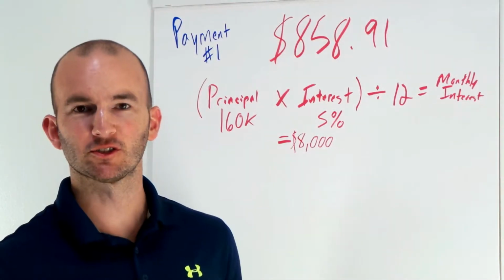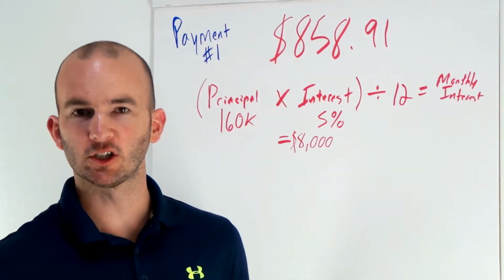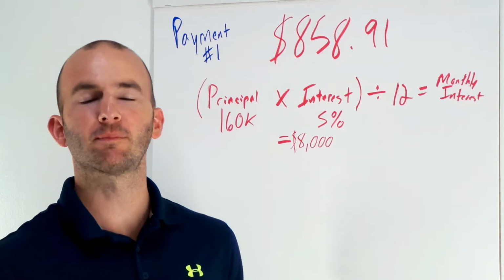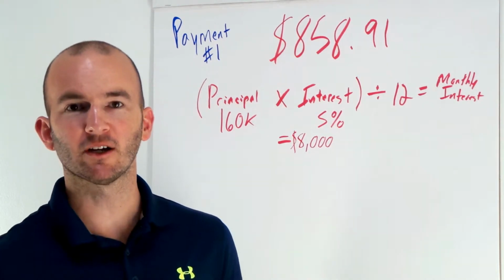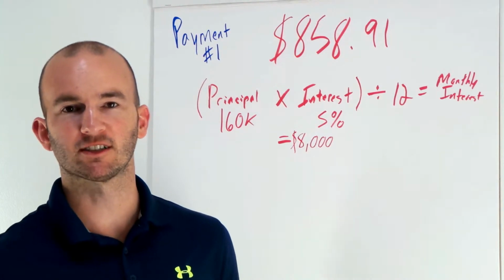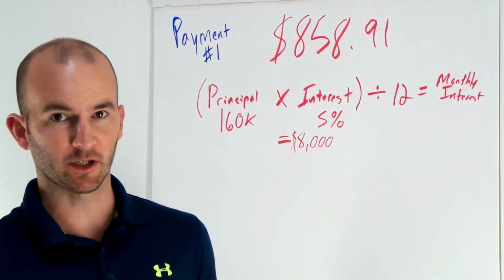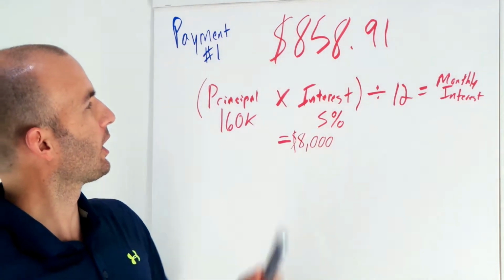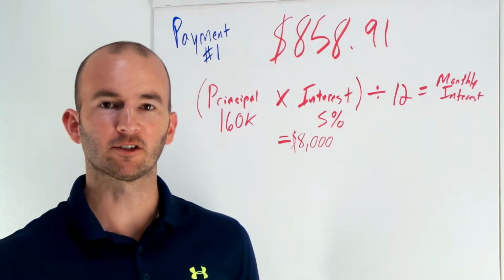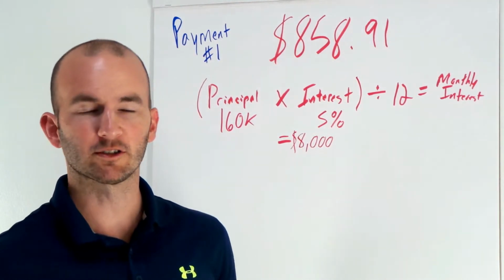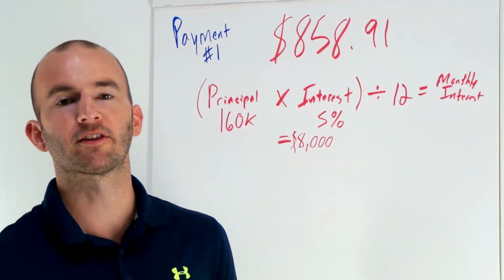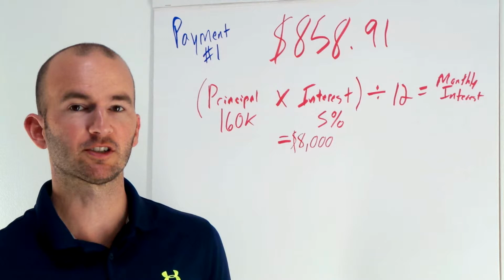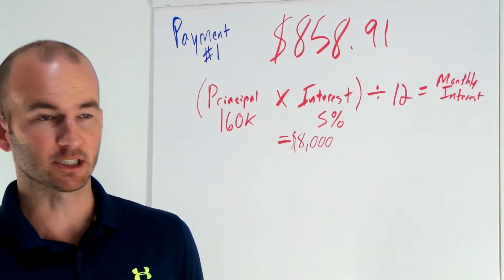All right, so we have just closed on our house. We owe the bank $160,000 and we have agreed to pay them 5% interest rate each year, and we're going to pay back that $160,000 over the course of the next 30 years. We already established that our monthly payment is $858.91. So now we're going to figure out exactly how much of our first month's payment is going to go towards our interest and how much is going to go towards our principal.